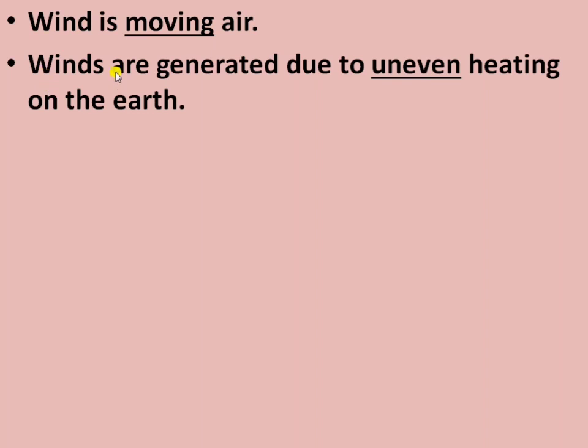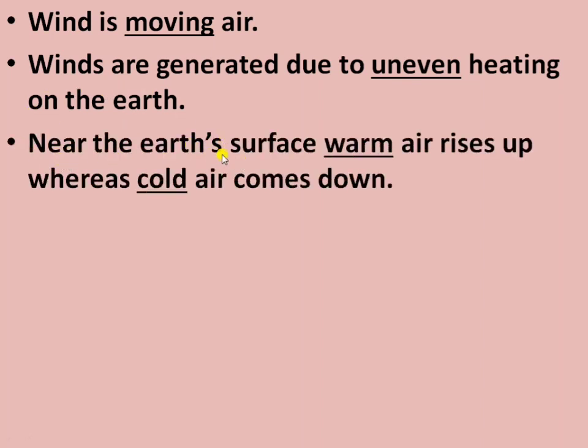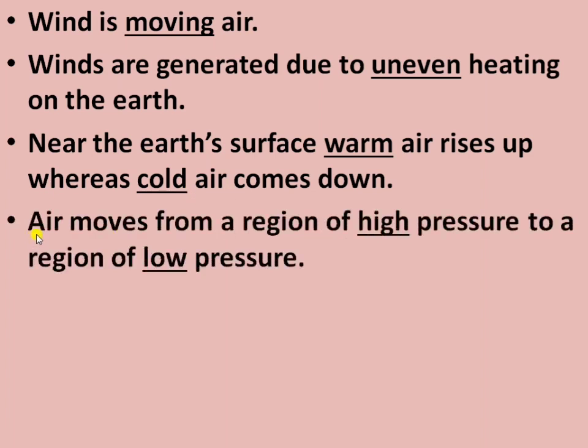blank pressure. The answers of all these fill in the blanks are: wind is moving air. Winds are generated due to the uneven heating of the earth. Third, near the earth's surface warm air rises up, because warm air is lighter in weight so it can easily rise up, whereas the cold air comes down because of its heavier weight. Fourth, air moves from a region of high pressure to a region of low pressure. Air always moves from high pressure to low pressure.